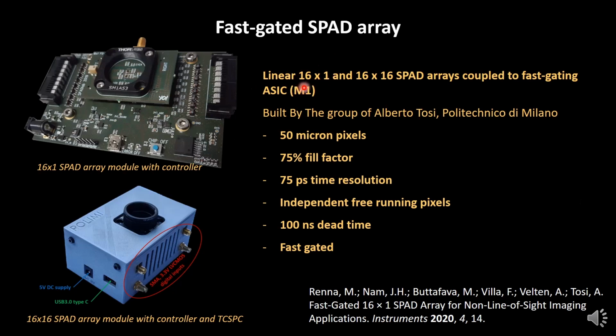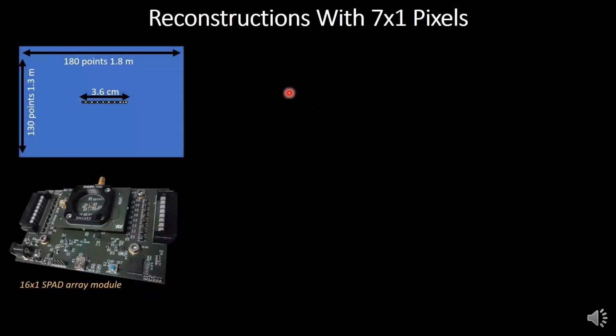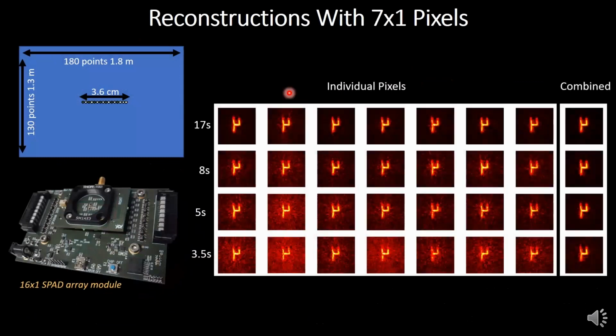So we have 32 pixels in general, but we only use 28 of the pixels that we can use. The 16 by 16 array, we're still trying to get to work. So that's in the lab. We're going to have results with that, hopefully sometime later this year. That's what's shown in the picture here, the 16 by 16 pixel array. So what I'm showing now is what we were able to do with 28 pixels. And again, the goal with 28 pixels is that you're 28 times faster.